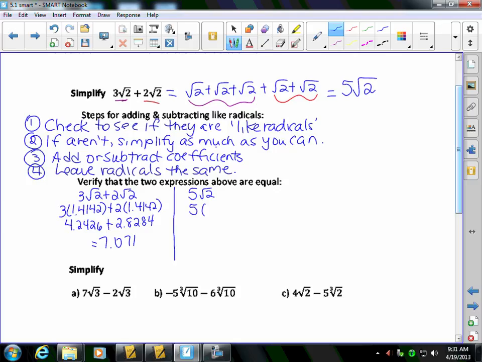So on your right side then, 5 times square root of 2, so that'd be 5 times 1.4142. You multiply that together and you get 7.071. So our left side equals our right side, so we know we're right.